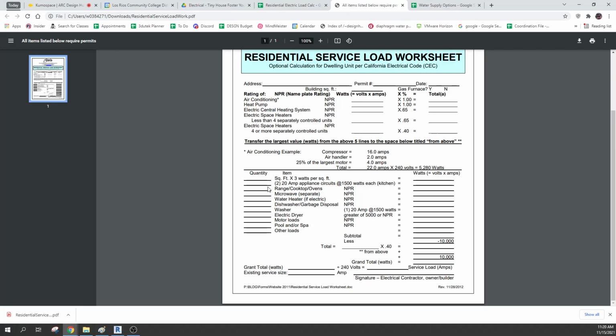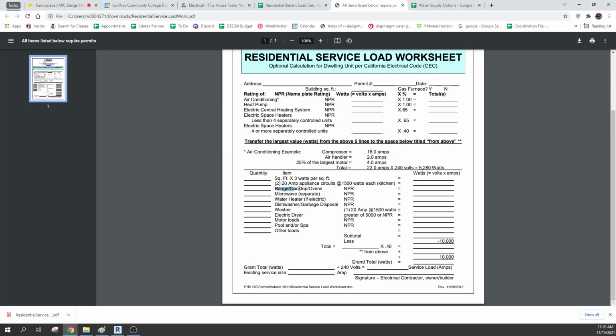And then for every kitchen, you need two 20 amp appliance circuits. Now, I believe that in the tiny house, you can have one 20 amp appliance circuit. Okay? But, so you'll put that in here.